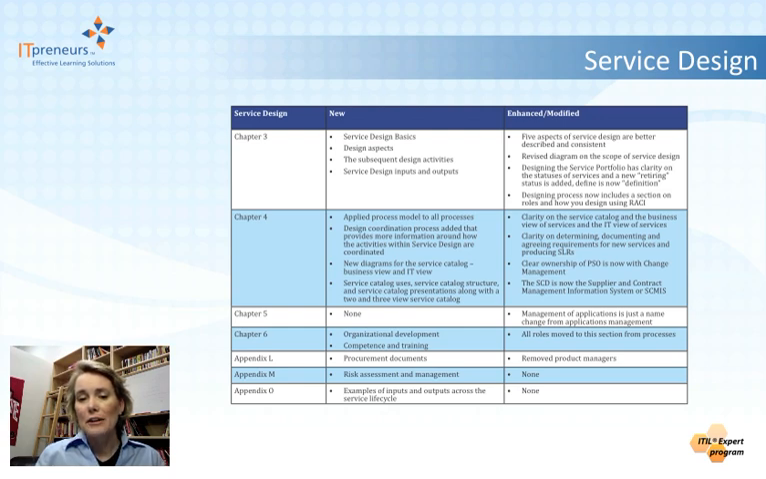There's better definition and consistency across all the processes. I think that's good. There are new diagrams in the book, but overall, there isn't nearly as much change that occurred within the service design book as we saw in the service strategy book.